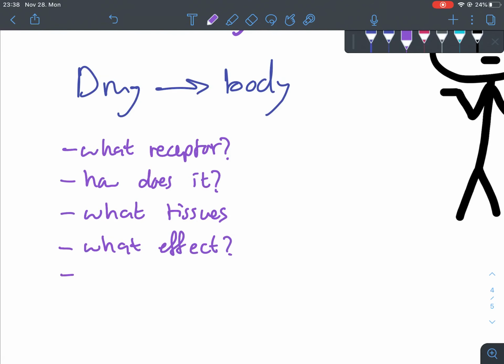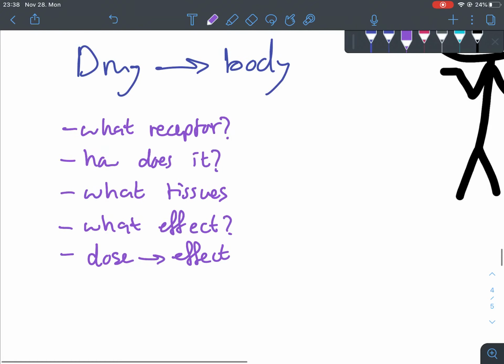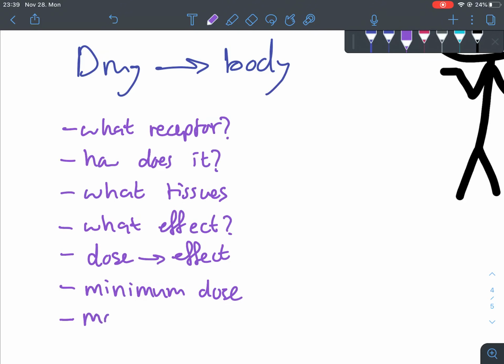We want to know, how does the dose influence this effect? We'd like to know, what is the minimum dose that we need for this medication to be effective? But we also want to know, what is the maximum dose that we are willing to give of this medication without too many side effects occurring? So this is what we're going to focus on with pharmacodynamics, really in depth. What is the drug doing to the body?